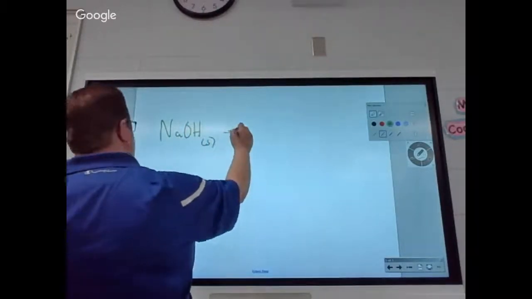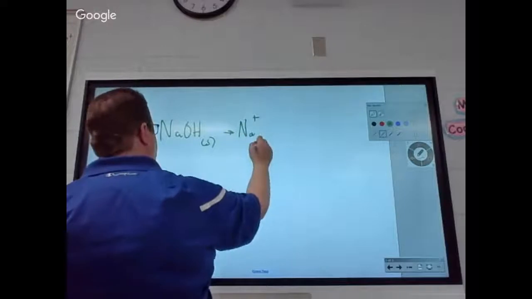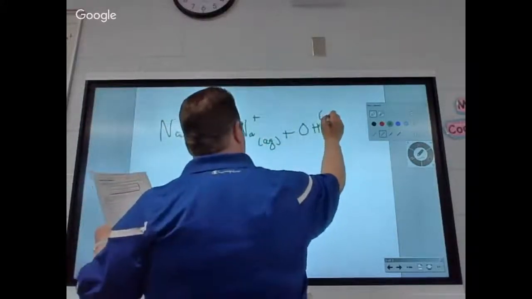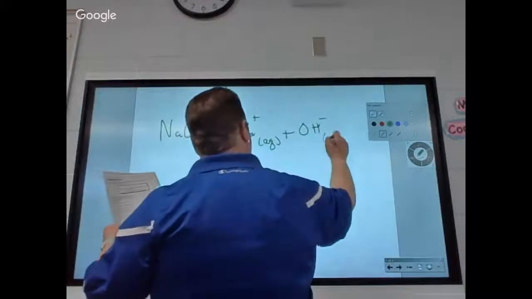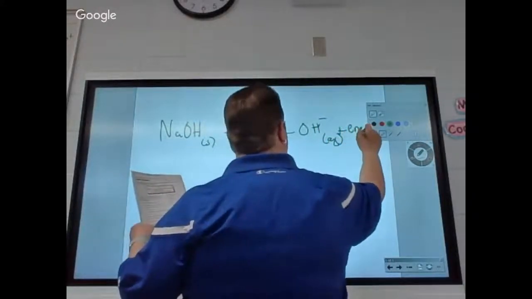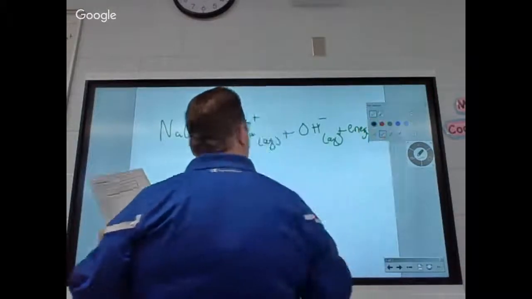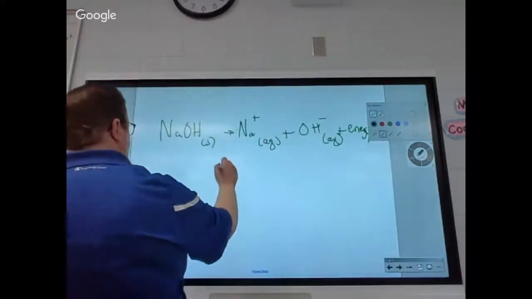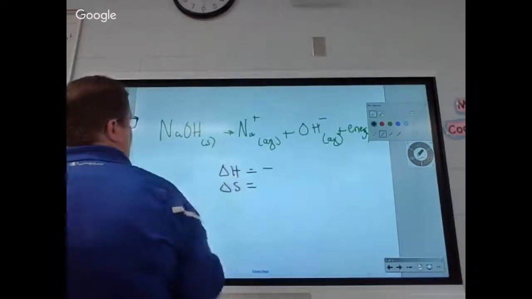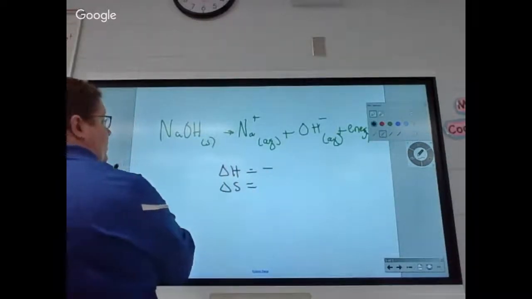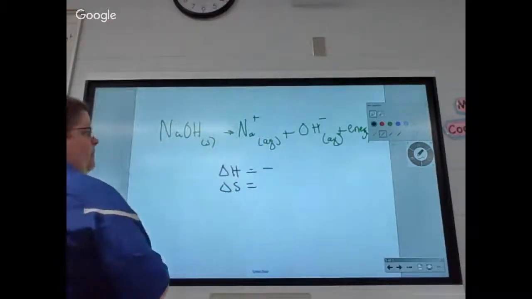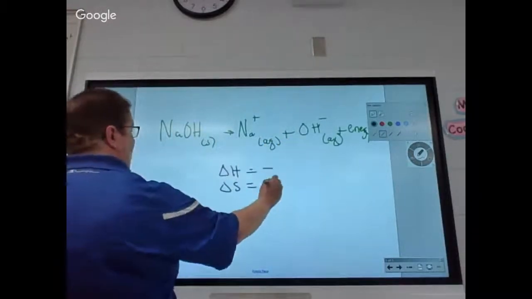And it becomes Na aqueous plus OH aqueous, and they have the energy over here. All right, is it endo or exo? It's exo, so we know delta H is negative. And what can you tell me about delta S? Is it increasing or decreasing if you're a solid and you become aqueous? It's increasing, so it's positive.